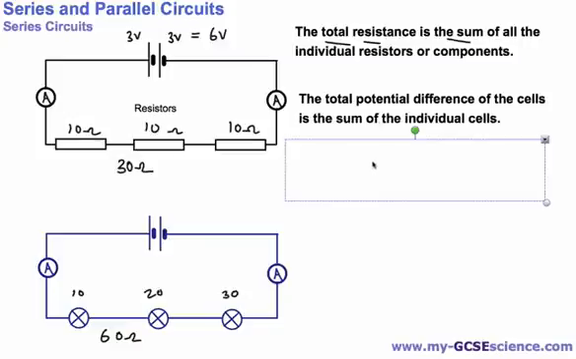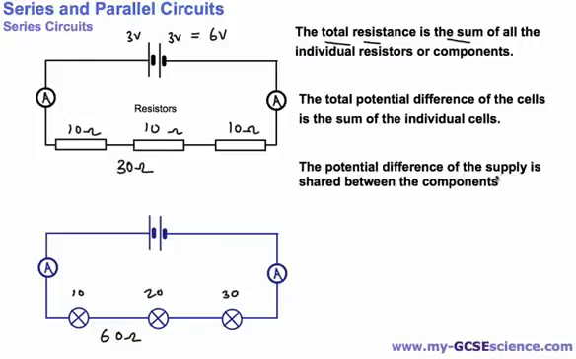The third thing that I want you to remember is that the potential difference of the supply is shared between the components. So here's my supply. In this case it's cells, but it could very easily be a power pack or something like that. So if I've got the three resistors set up as shown, it says here the potential difference of the supply is shared between the components. So that means if I measured the potential difference here, it would be a share of this 6 volts. In actual fact, in this case, because these are identical resistors, this would be 2 volts, 2 volts and 2 volts, because it's that 6 volts that's shared between the components. Okay, so that's a very important thing to remember.